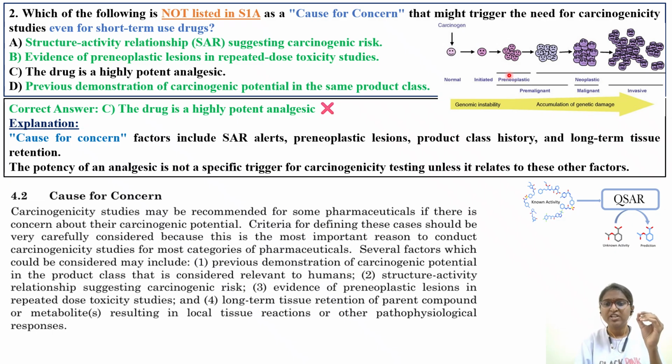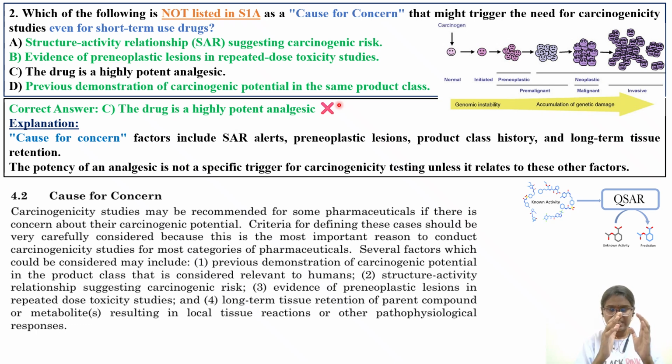No, there will be a pre-neoplastic stage. Those lesions you can look into in the histopathology slides from the repeat dose toxicology study, like a 9-month or 1-month repeat dose toxicology study. The third option is that the drug is a highly potent analgesic, for example, NSAIDs. Previous demonstration of carcinogenic potential in the same product class.